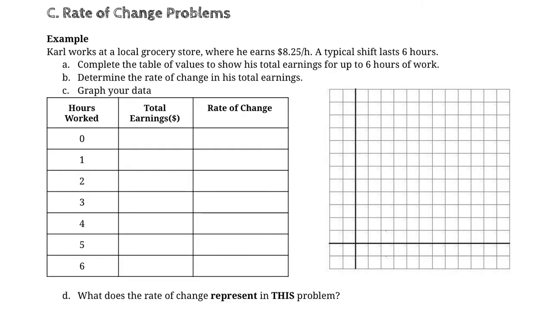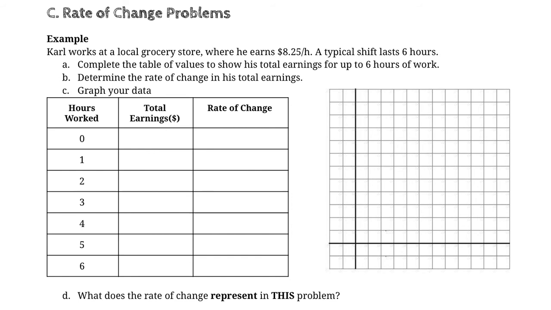So now let's try a rate of change problem. Carl works at a local grocery store where he earns $8.25 per hour. That means he gets $8.25 every hour that he works. A typical shift lasts 6 hours. So for part A, we need to complete the table of values to show his total earnings for 6 hours. So let's work on this table of values.